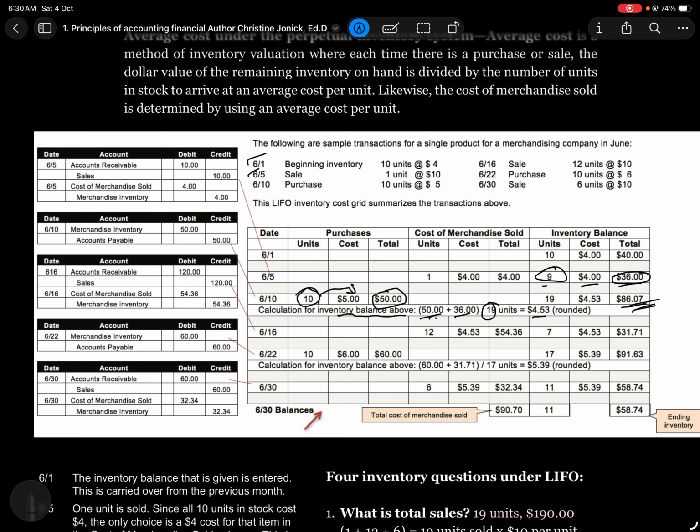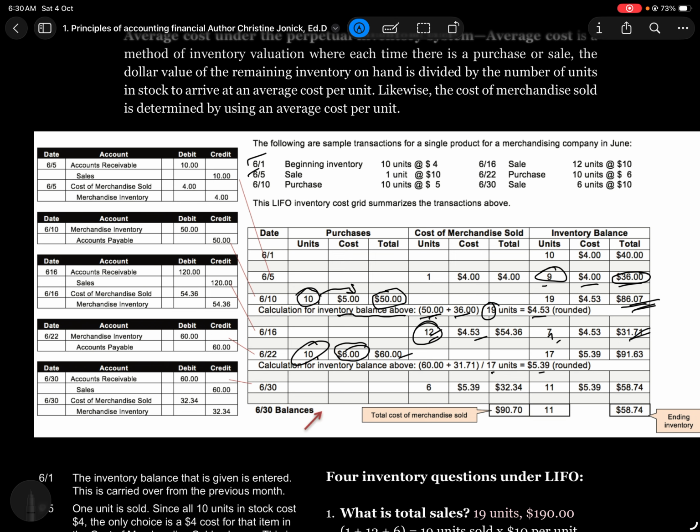So when we are selling 12, we don't need to worry about which costing-based line to choose from, it's not required. We do 12 at this cost, and then we put the remaining balance as it is. Next, when we add something, again we need to do 50, 60 plus 31.71 divided by 10 plus 17, which gives 5.39. Our costing has increased because we were purchasing this at 6.